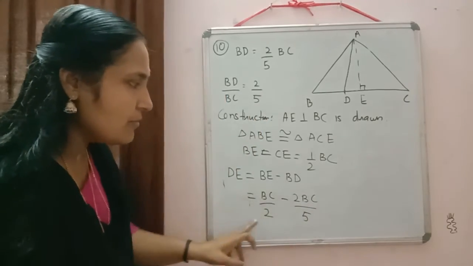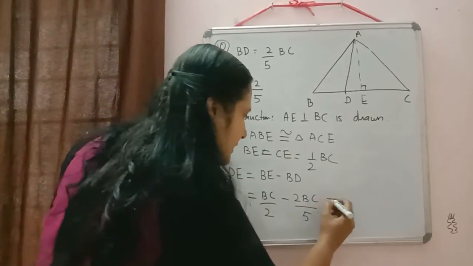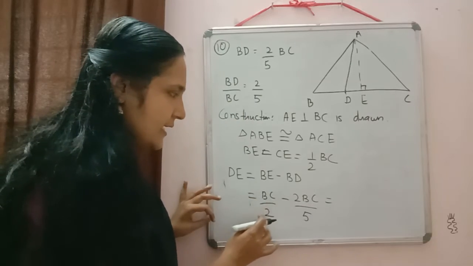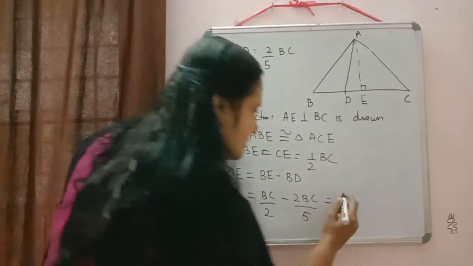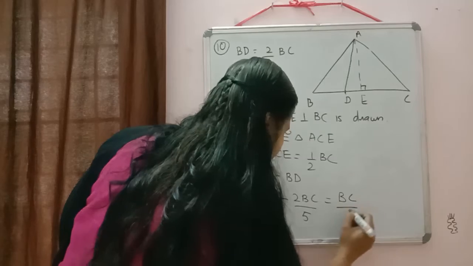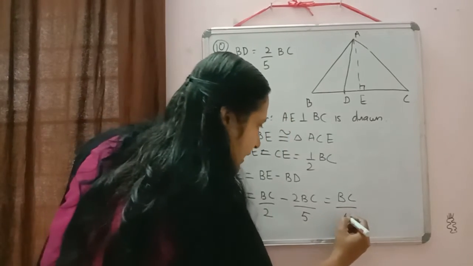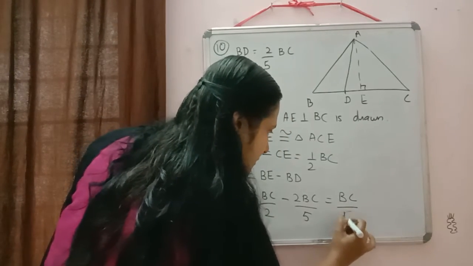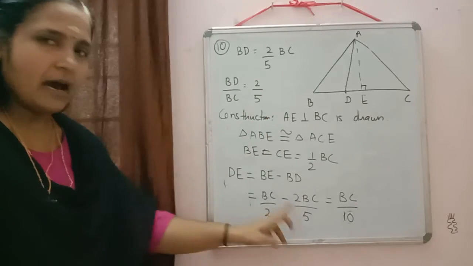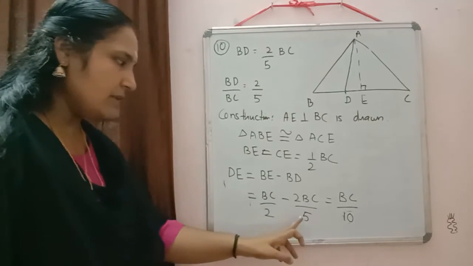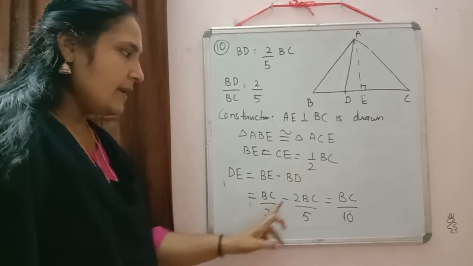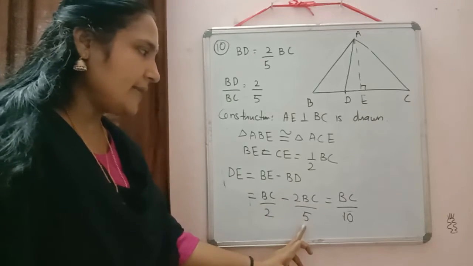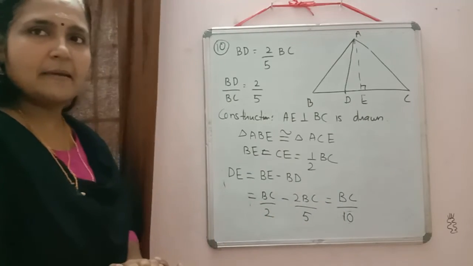What we can do? Cross multiplication. Then what will come? 5BC minus 4BC. So that will be equal to BC by 2 into 5, 10. After doing the cross multiplication, we will get 5BC minus 4BC by 10. So it will be equal to BC by 10.